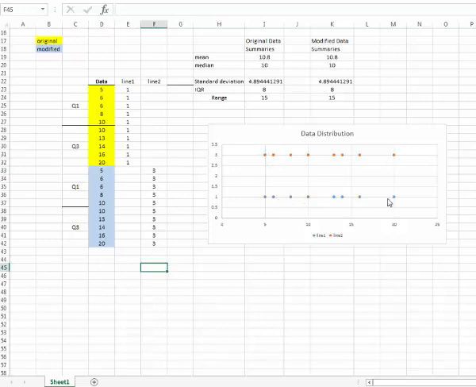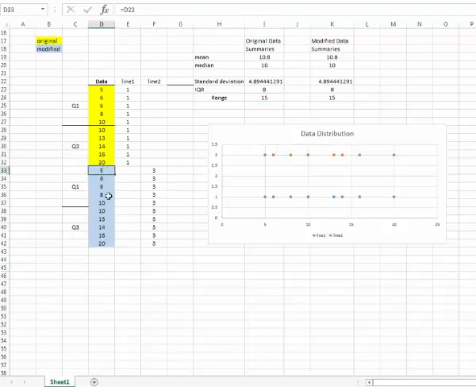Here's just a graphical representation of the location of all the data values. What I've done here is I've created an ordered pair, so all the original data set goes into line 1, and the modified one goes into line 3 up here. Also, I've found the mean of the data sets, the median, standard deviation, the IQR, and the range. So let's start.